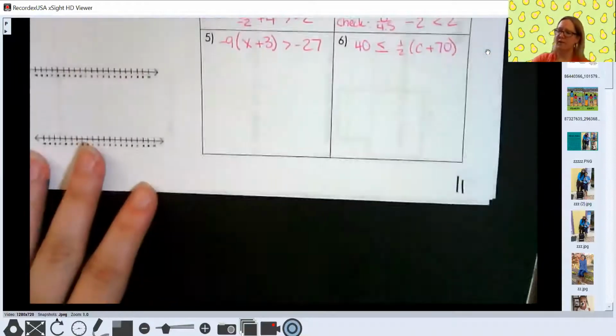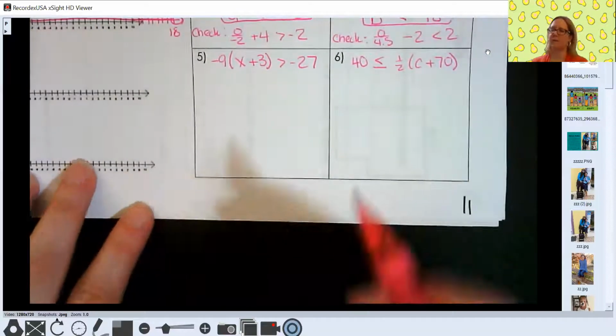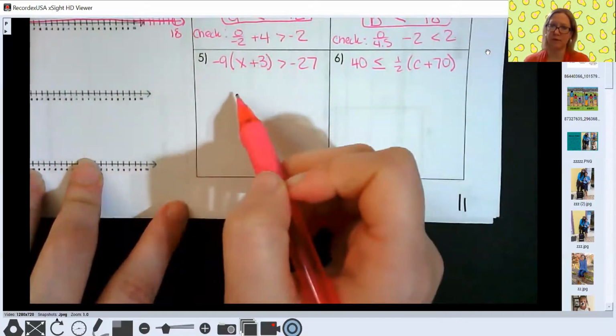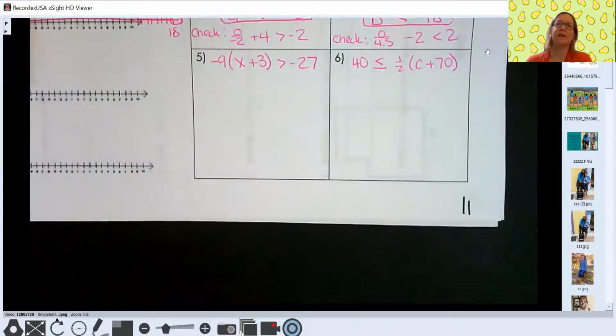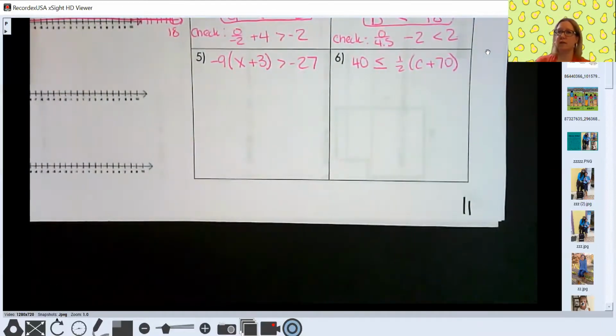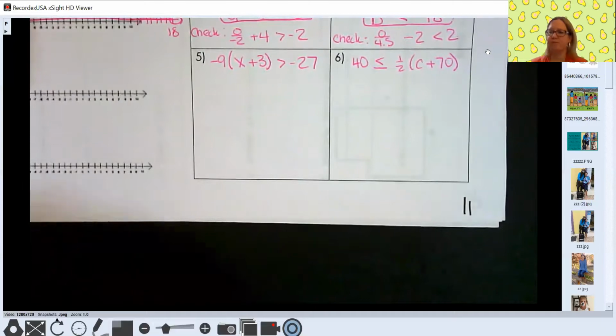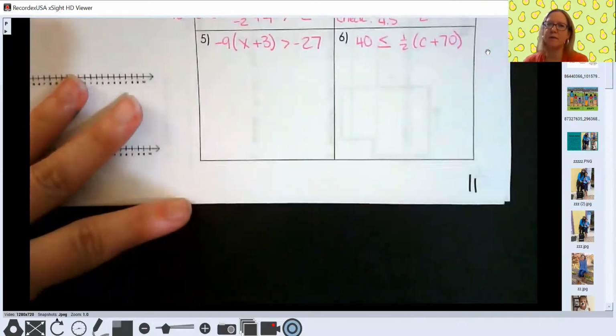Okay, number 5. Now every year I know on this one, people always ask, well, do I need to apply the distributive property first? Guys, it doesn't matter. You can do that. You'll get the same answer either way. In fact, I think we'll look at it both ways.